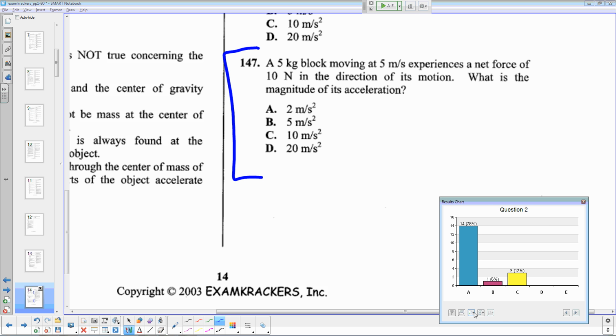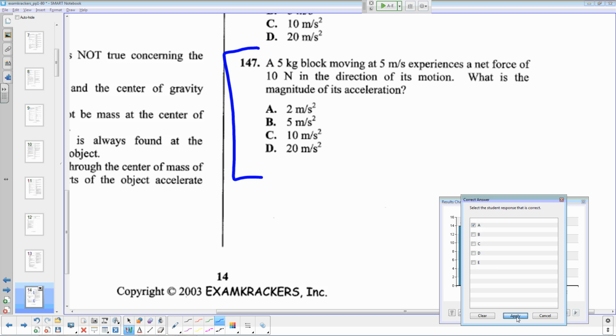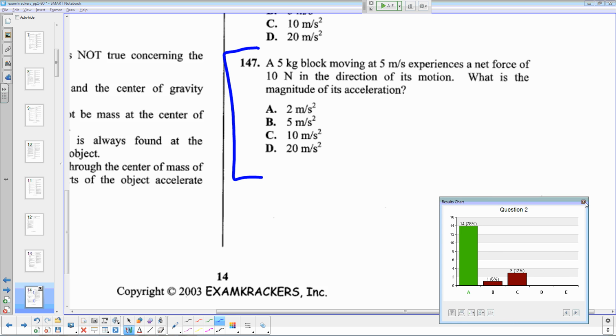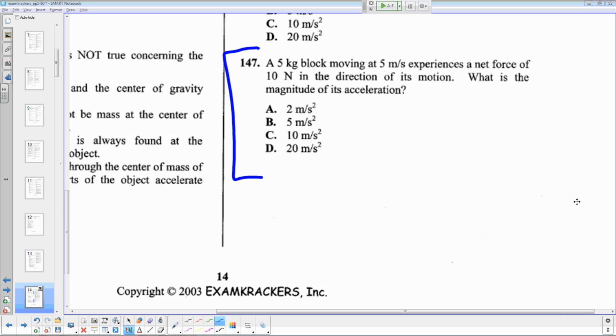A is right. They give some extra information here that's not really needed. What's not needed? The velocity is not needed. It's just asking for the acceleration. So by Newton's second law, it's just F equals ma, so a equals F over m. Let's try some more difficult ones then. So it's 10 over 5, which would be 2 meters per second squared.